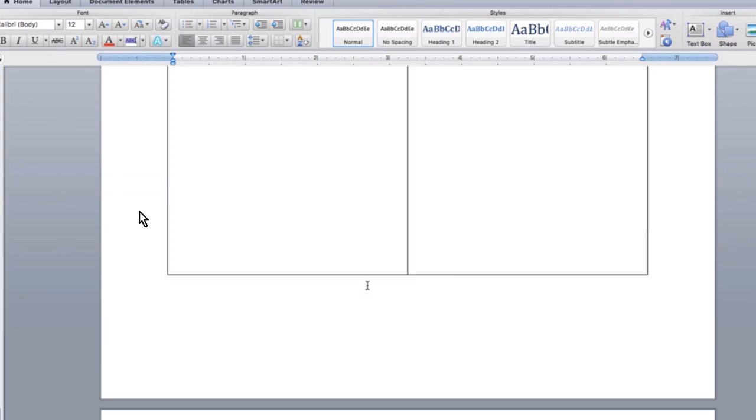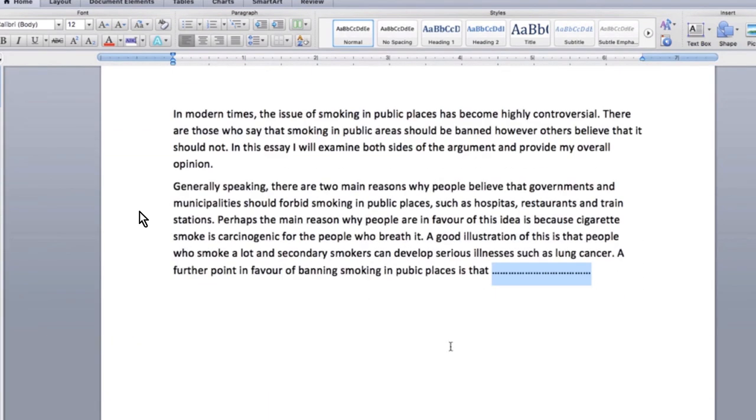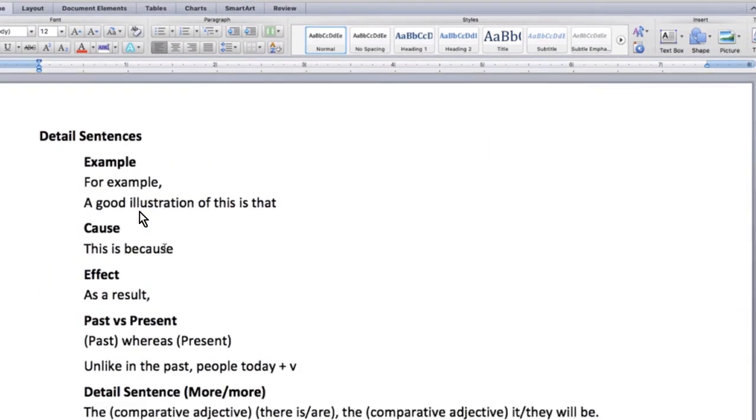So what did we say? Unhealthy and smells bad. So we said cigarette smoke, let's say the smoke from cigarettes smells bad, or let's make it stronger, smells terrible. What's next? Another detail sentence.